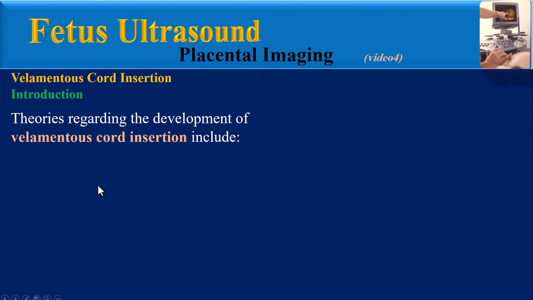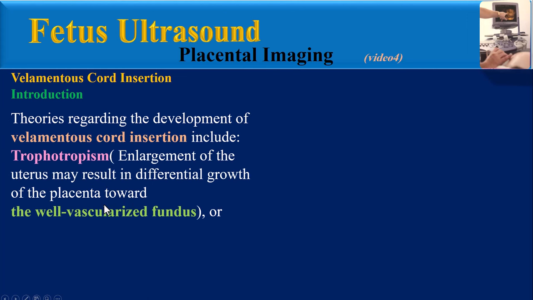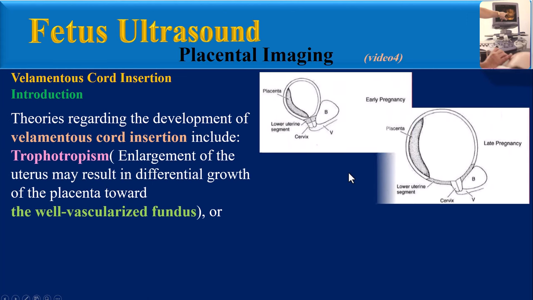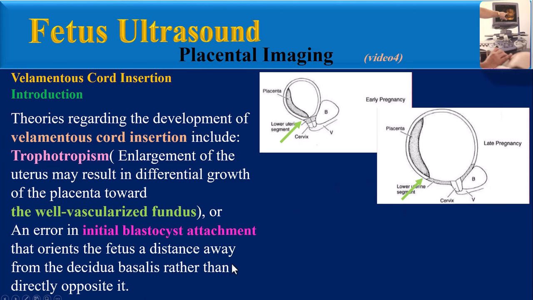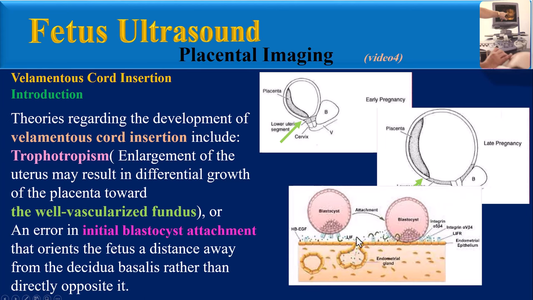Theories regarding the development of velamentous cord insertion include trophotropism, which means enlargement of the uterus may result in differential growth of the placenta toward the well-vascularized fundus, or an error in initial blastocyst attachment that orients the fetus a distance away from the decidua basalis rather than directly opposite it.